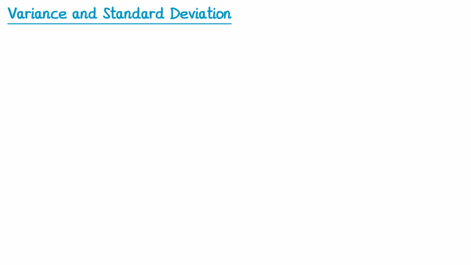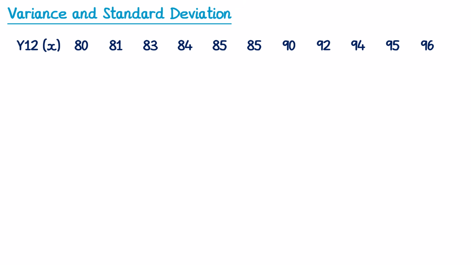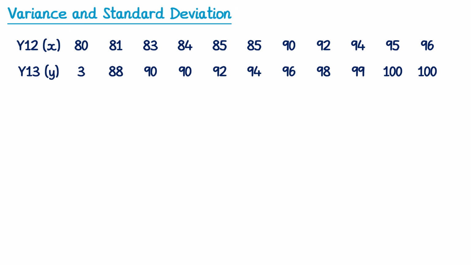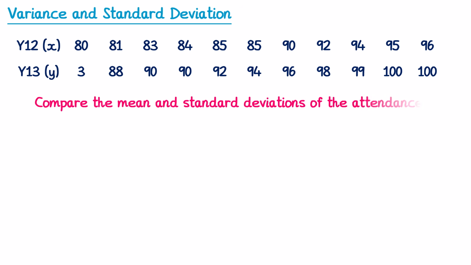Because the variance and standard deviation are measures of spread, we can use them to make comparisons of datasets. Imagine we had this data here, which was the attendances of some Year 12 students, and this one, which is the attendances of Year 13 students. All of these are given as percentages. A question could ask us to compare the mean and standard deviations of the attendances.